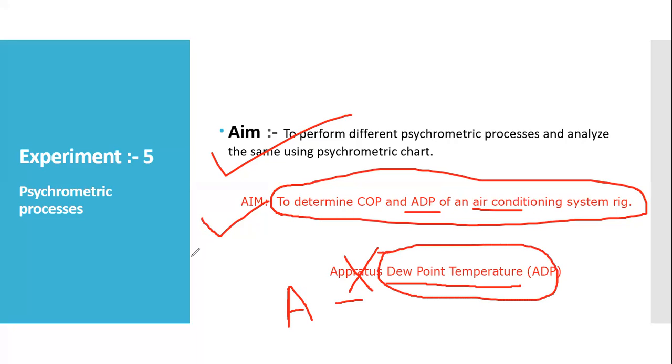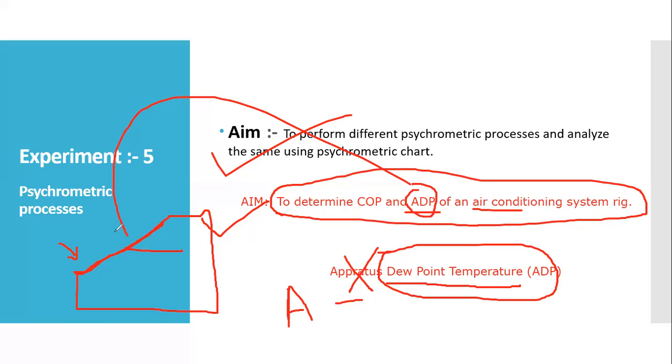Okay. So if you remove the word apparatus, you have the dew point temperature, right? And you know where the location of the dew point temperature is? It is on the saturation curve. This curve is known as the saturation curve. So the location of ADP or dew point temperature is on the saturation curve. Suppose I have to find the dew point of a point, just go to the left hand side and you will get the dew point temperature. So obviously our ADP, apparatus dew point temperature, also lies on this saturation curve. That we have to identify.